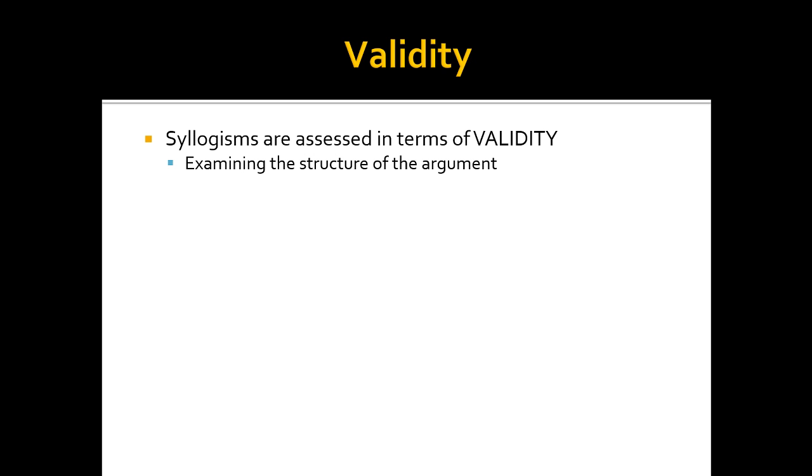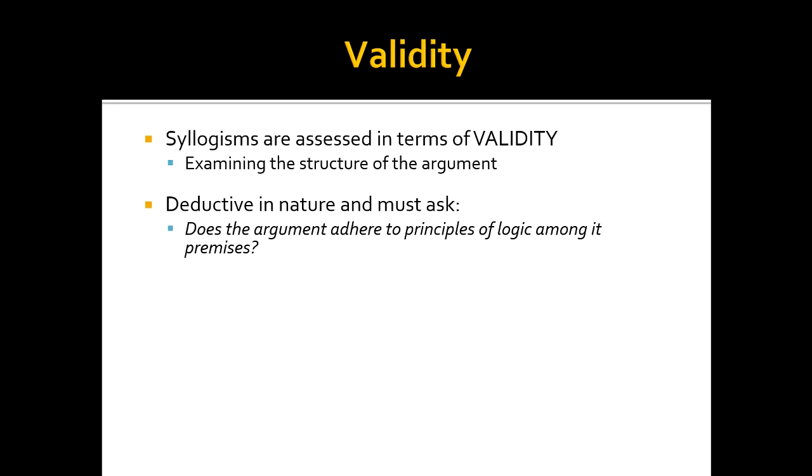So now that you know what a syllogism is, let's talk about validity. Syllogisms are assessed in terms of validity. We are examining the structure of the argument. Now, whether or not an argument is valid has nothing to do with whether the premises of an argument are actually true or not. So you need to understand that. This is also deductive in nature, and we have to ask ourselves, does the argument adhere to the principles of logic among its premises? If the argument is structurally correct, the argument is logical and valid. So we're not concerned with whether the premises are true or not.